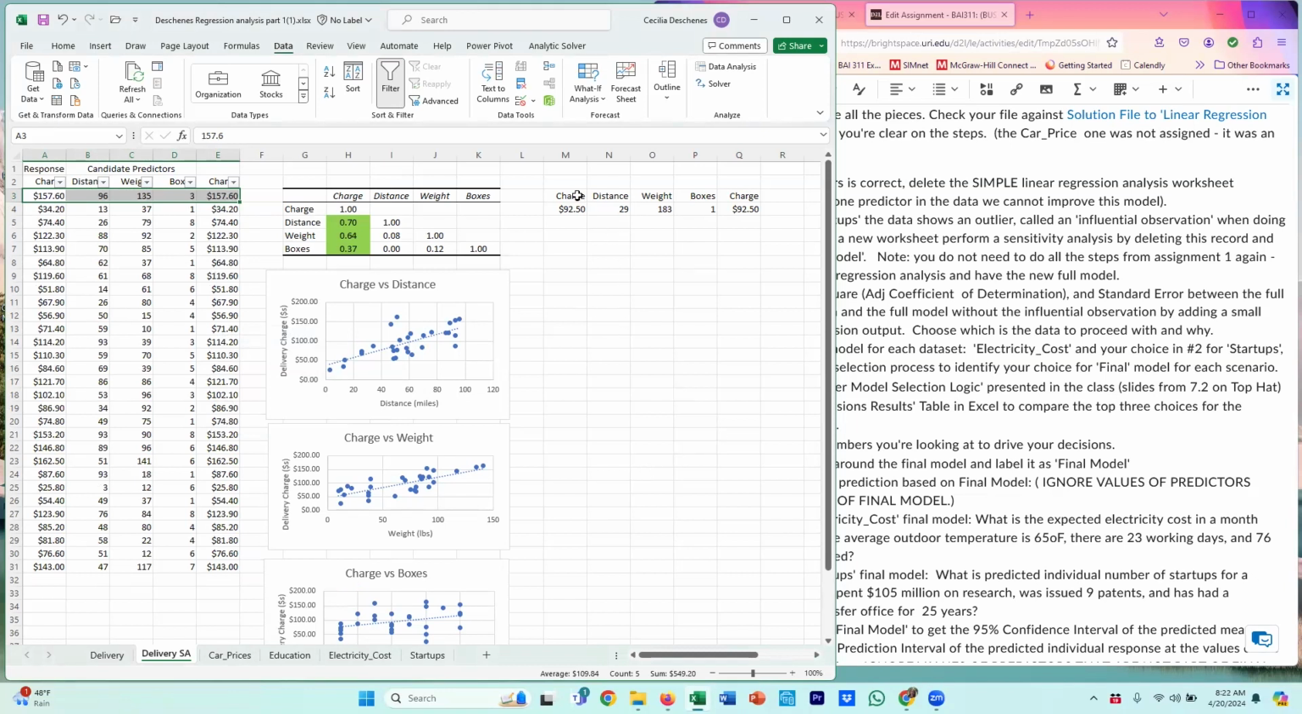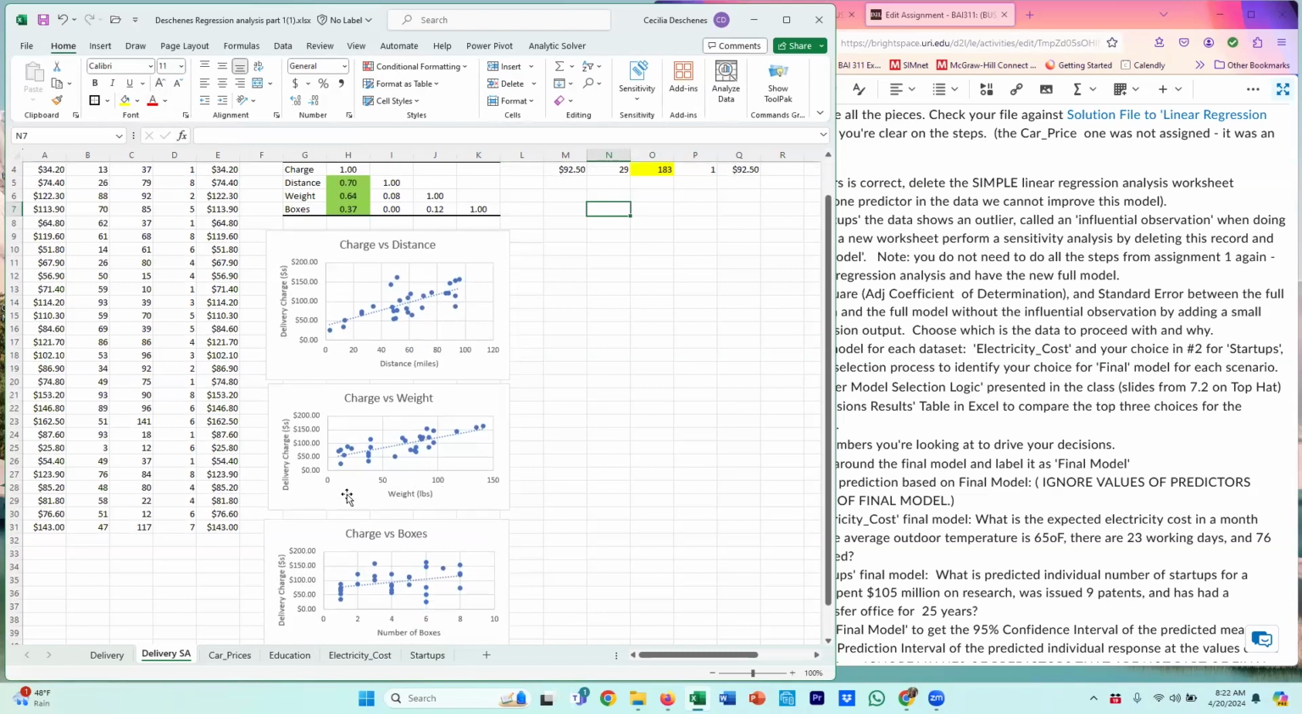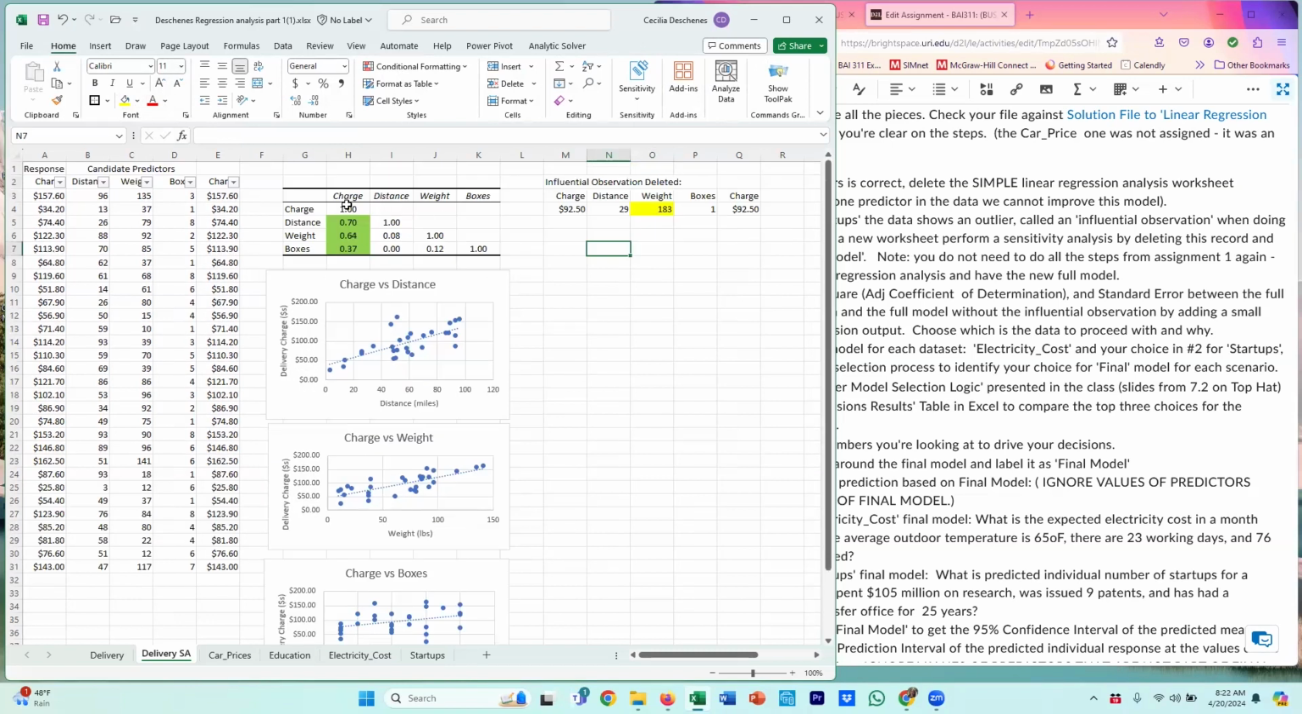All right, so let's just say influential observation deleted. So that we're clear, this is what we're doing, and we're doing it because of the weight. So that was our problem. You can put it in yellow. That's what I taught you guys before. Okay, so now notice my weight is much more closely aligned. Unfortunately, I can't trust the coefficients here, since I've changed the data.